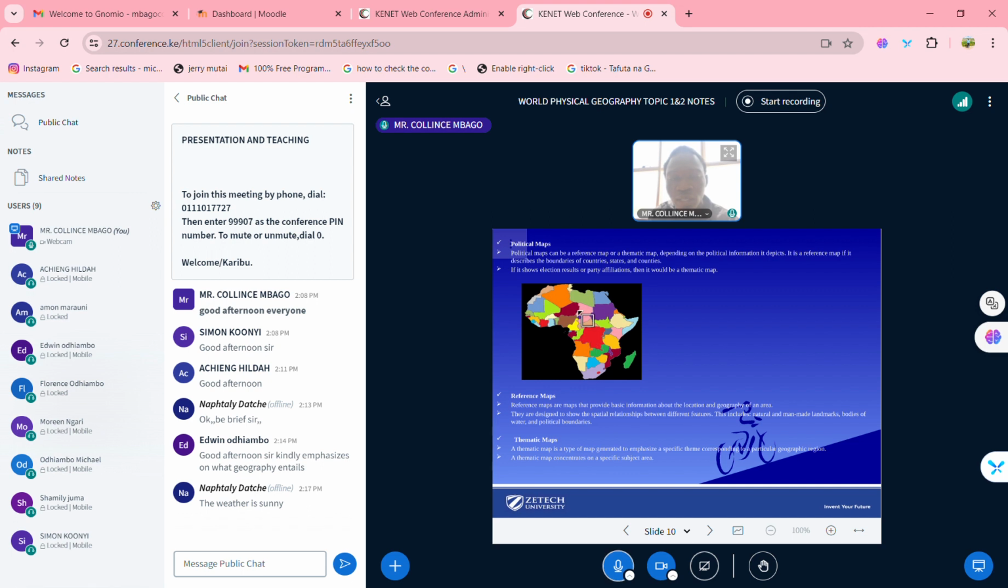So you can see this map here. This one is a political map. It shows the boundaries, it shows the countries, it shows the states. So that one is what we call the political map.